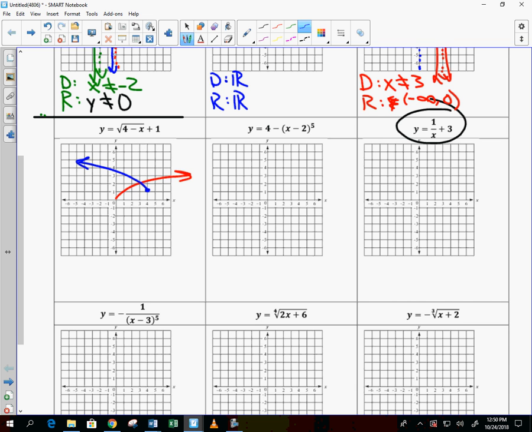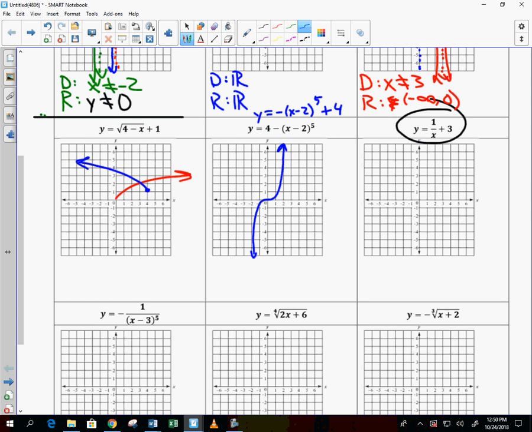Next one, you're like, Mr. Gans, we haven't talked about that. Sometimes you need to rewrite it. How about negative x minus 2 to the 5th plus 4? Now maybe it looks a little bit more manageable. Do you remember what a 5th powered function looks like? Like a cubed. Just a little bit more stretched. So that's my parent function.